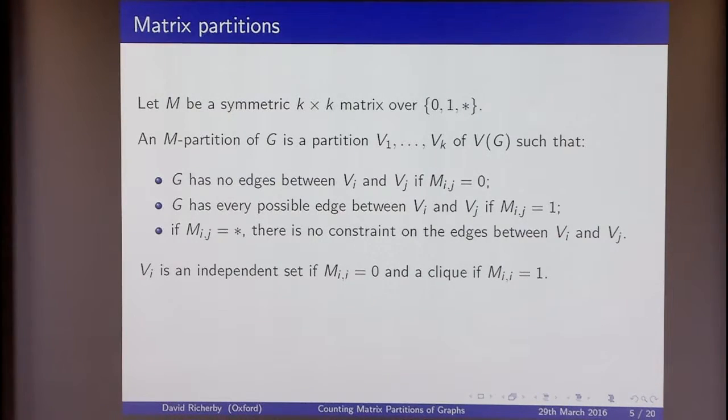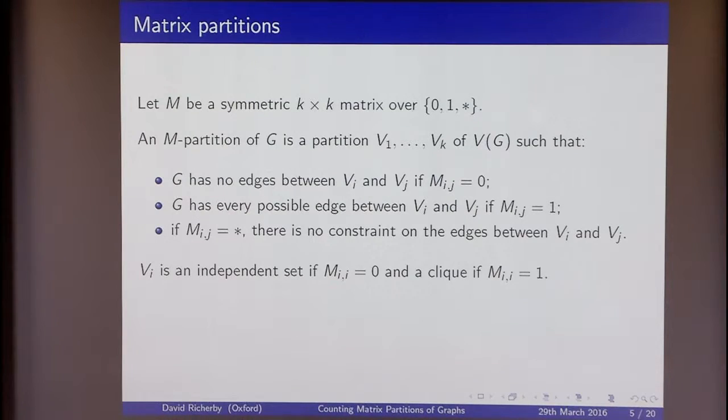Okay, so I'm going to generalize from homomorphism problems to matrix partitions. And matrix partitions are defined by symmetric K by K matrices where every entry of your matrix is either a 0, a 1, or a star. And a partition of a graph, according to this matrix, is a partition of its vertex set into one set for each row, or if you like, column of the matrix. And we have the following properties. If the ijth entry of the matrix is 0, we're not allowed to have any edges from the ith part of the partition into the jth part.